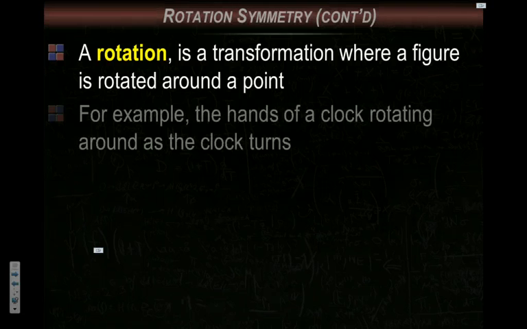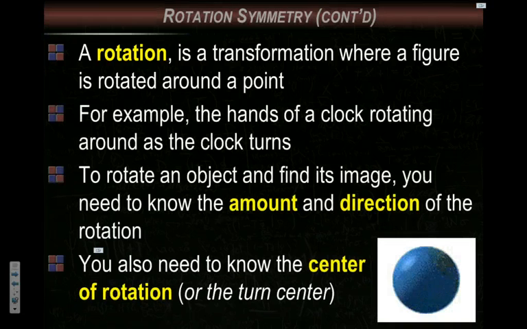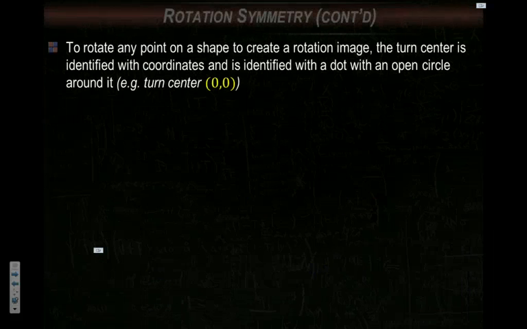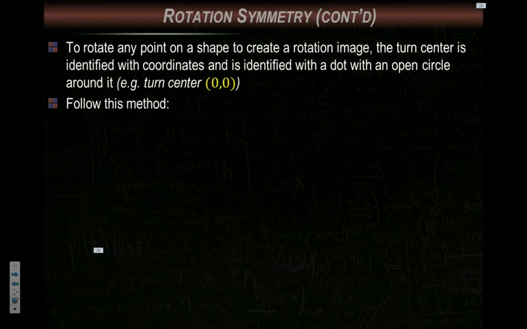Okay, so a rotation in geometry is a transformation where a figure is rotated around a point, as I've said before, okay? To rotate an object, you need to know which way it's going and how much, right? Because if I said to you, take this Kleenex box and rotate it, you'd want to know how many times do I turn it, how much do I turn it, which direction do I turn it. So these are the things you need to know when you rotate an object.